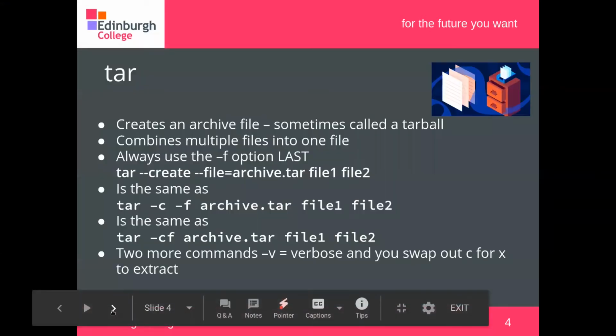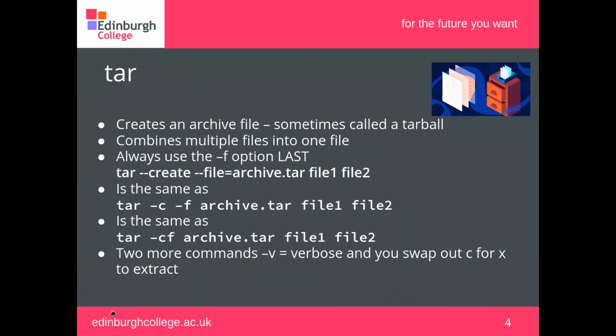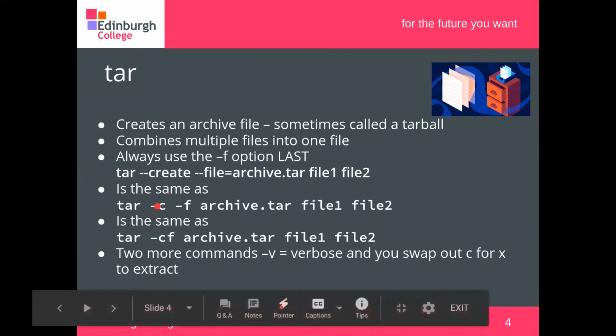Okay, so right, tar. What does tar do? Tar creates an archive file, sometimes called a tarball, because it's like rolling up the files into a ball. Now, with tar, we can combine multiple files into one file. By doing tar --create --file=archive.tar, and then telling it what files we want to put into archive.tar, we can create a file called archive.tar.